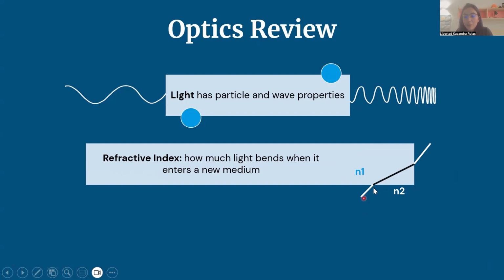As you can see, when light propagates through a medium with a different refractive index, so N1, it is not going to travel in a straight line, but it's going to be slightly bent, okay? So that is the concept of refractive index.